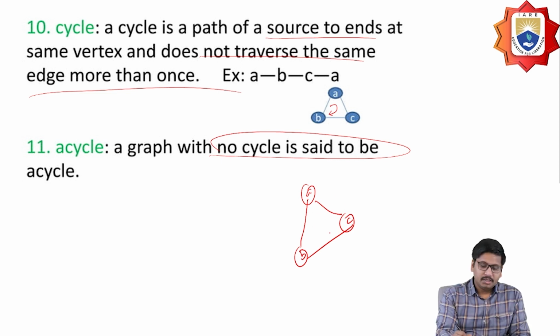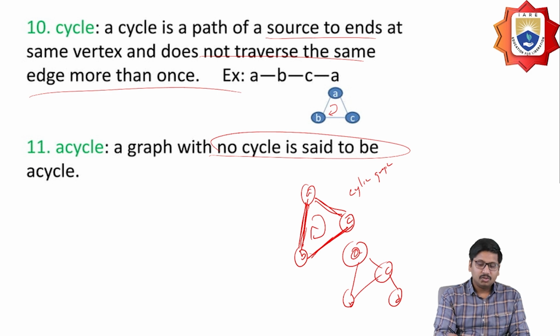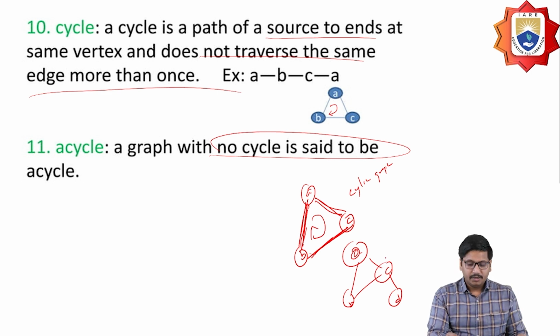Here all the edges are connected and there exists a cycle. A to C, C to B, and C to A. So that's why it is a cyclic graph. Whenever the edges are connected like this, it is also a cyclic graph.